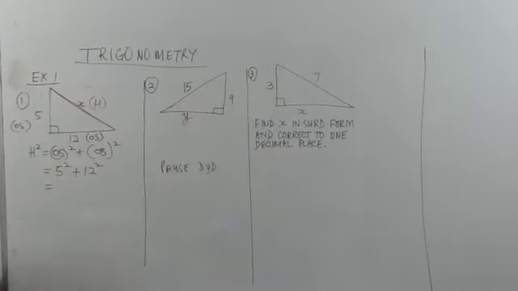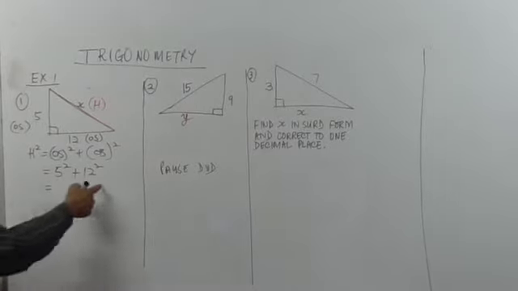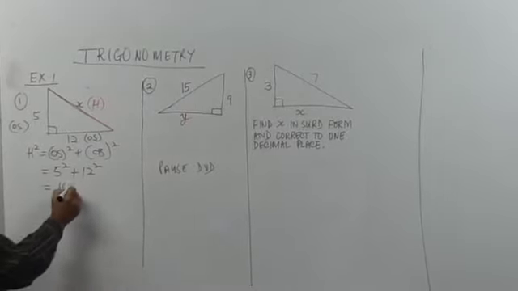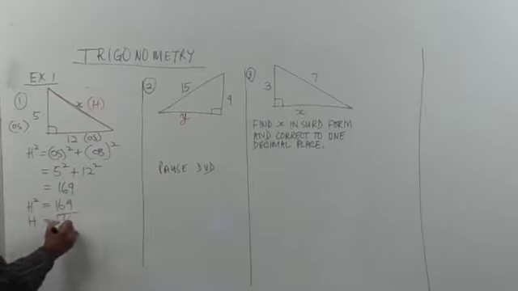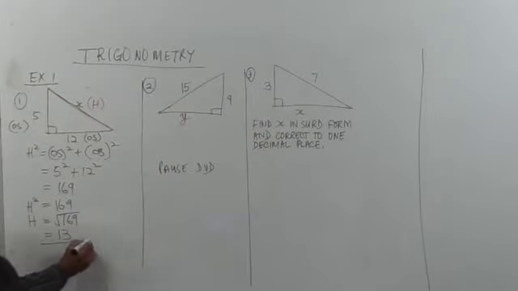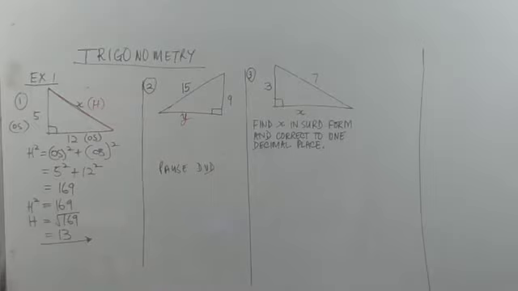Put that in the calculator and you will get 169. Now the hypotenuse squared is 169. Therefore the hypotenuse is equal to the square root of 169, which is equal to 13. So I hope you got that right. So that was number 1.